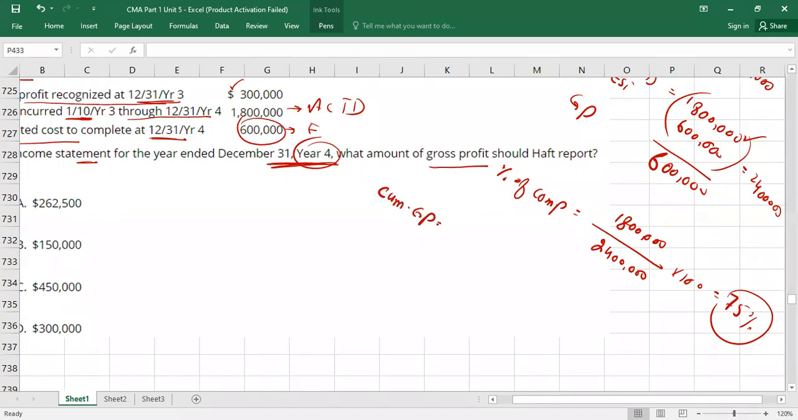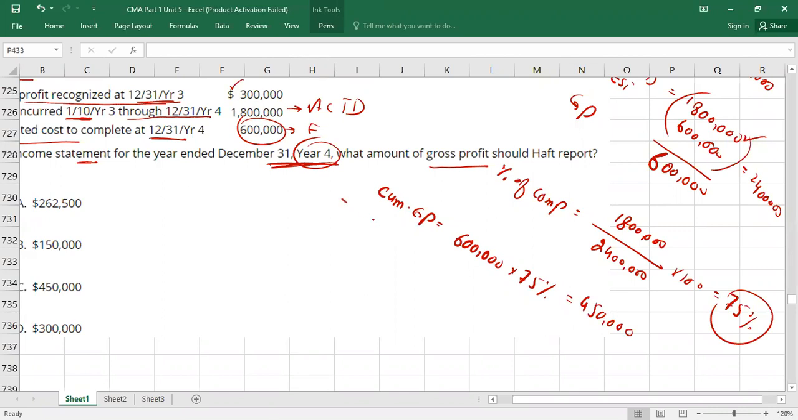Cumulative GP I told you, step number 1 multiply by step number 2. So for step number 1, total GP is how much? 600, and percent completion is how much? 75%. You will get how much? You will get 450,000.